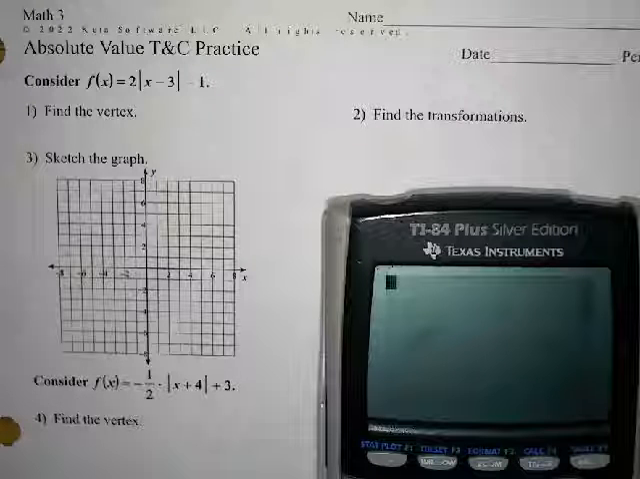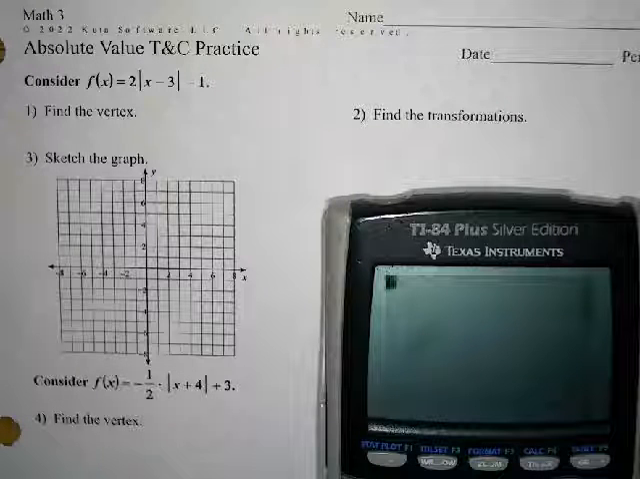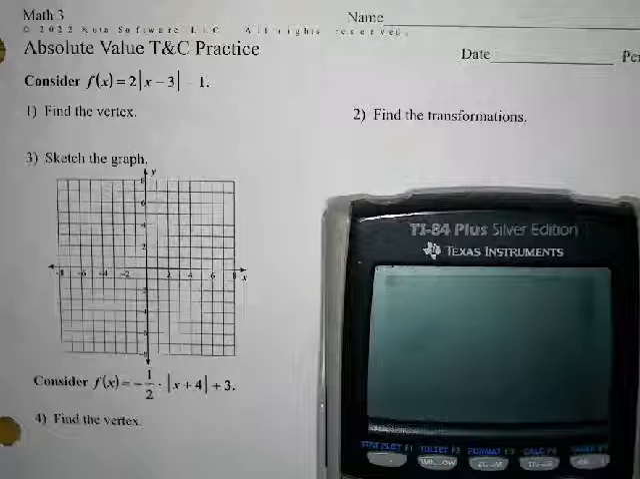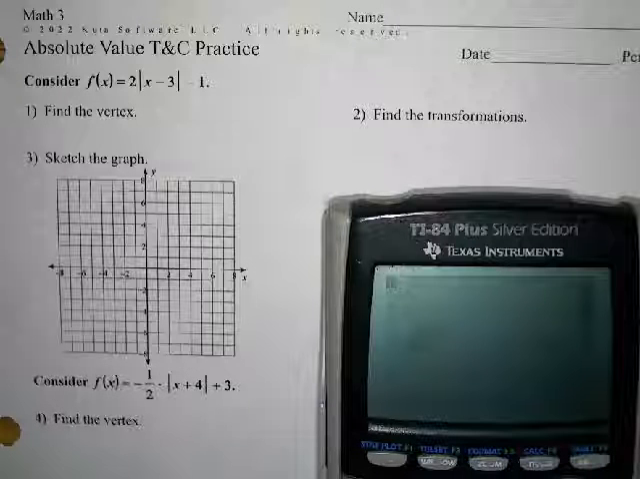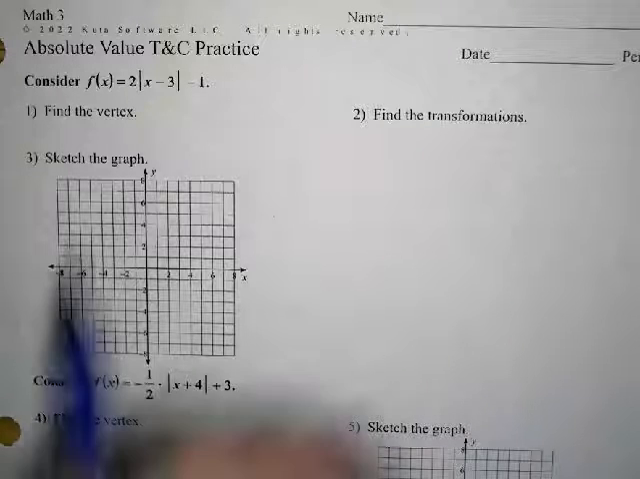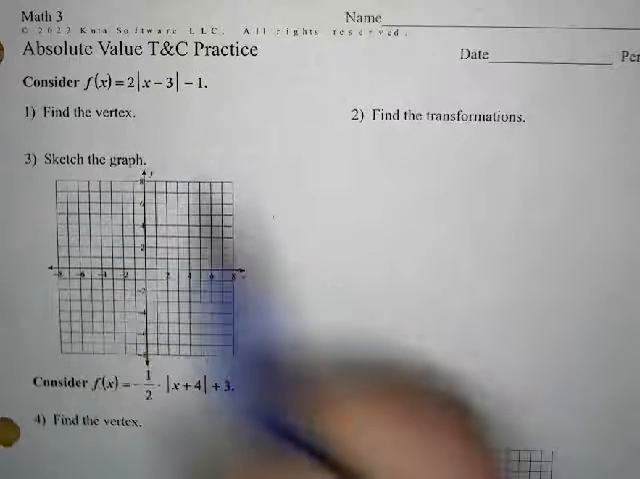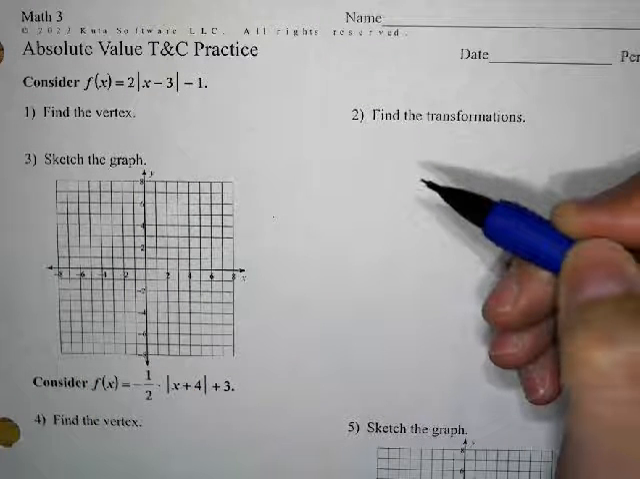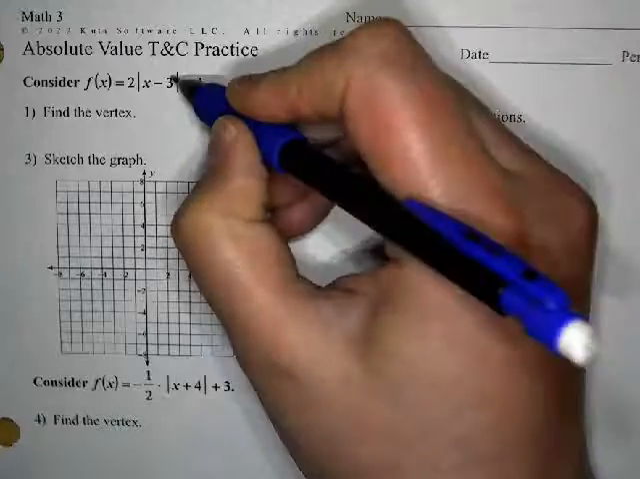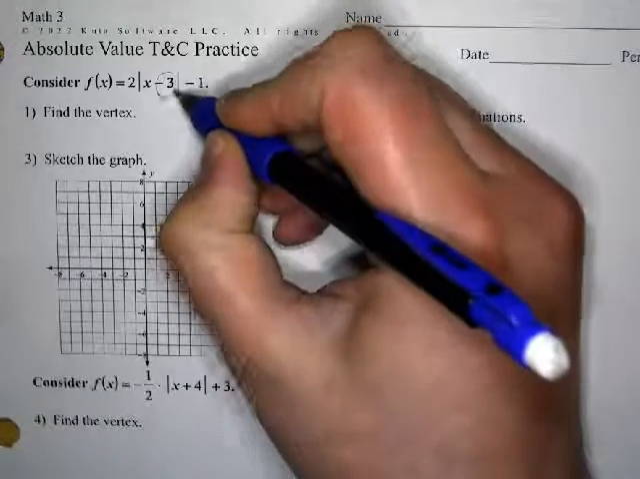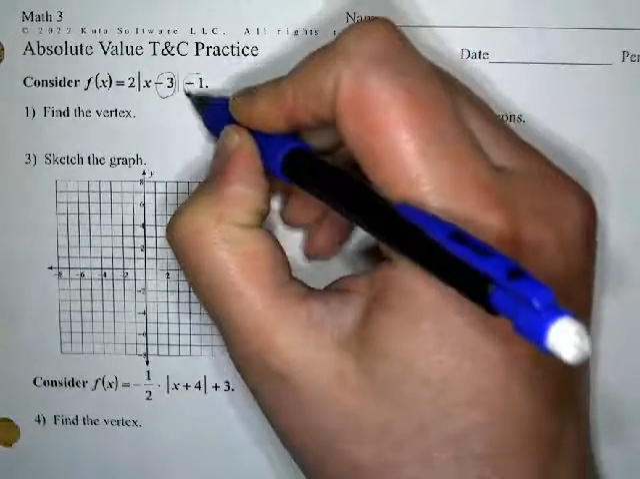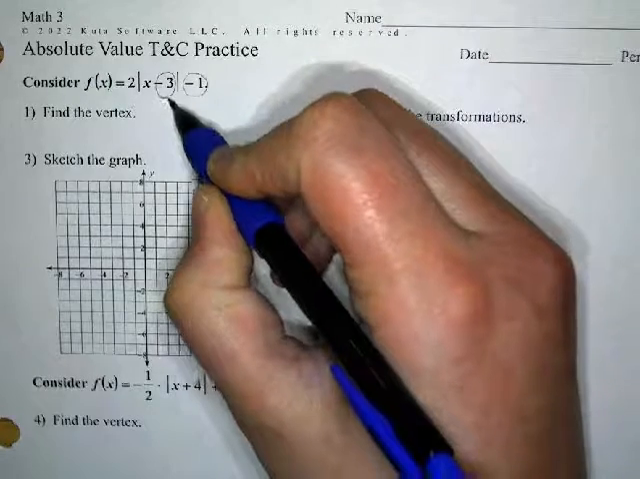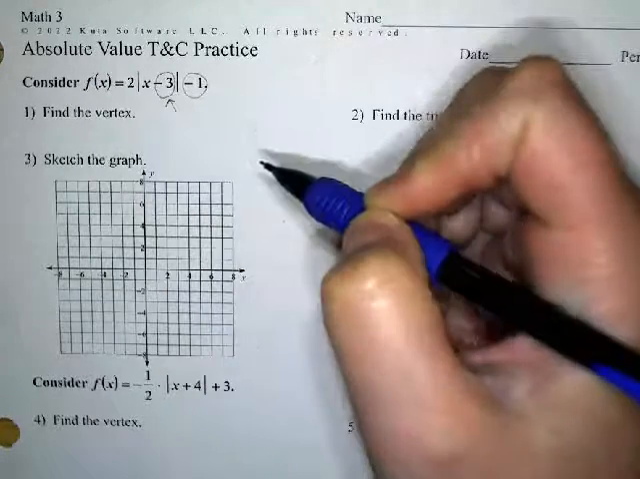All right, so this is just to make sure that we understand how to work with these absolute value functions and are able to do a few things with them. So with this first one, it asks us to find the vertex and to find the transformations. And so the vertex you're able to find just by taking these 2 points, and it's always the opposite of this number, the number inside.